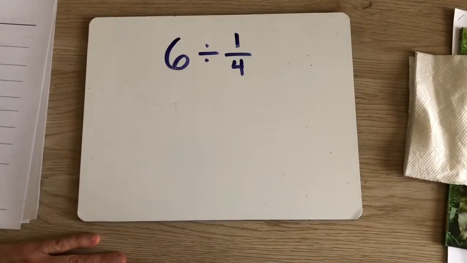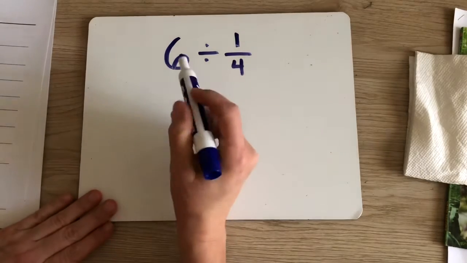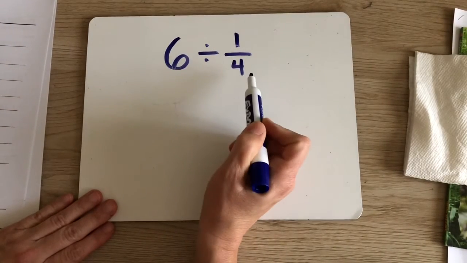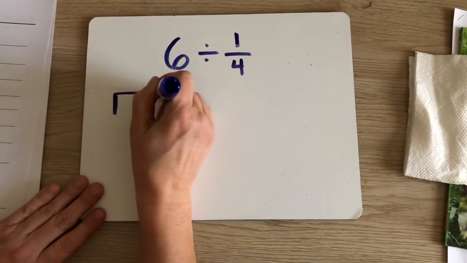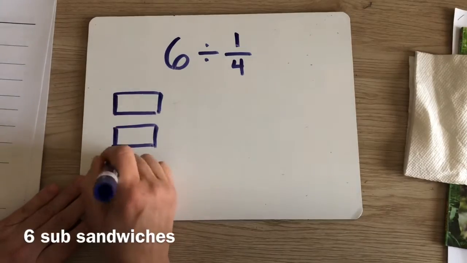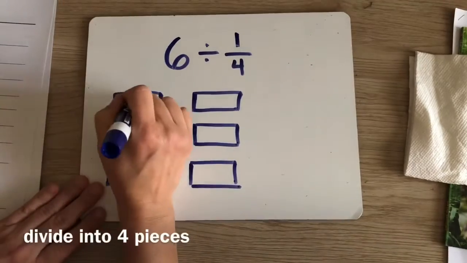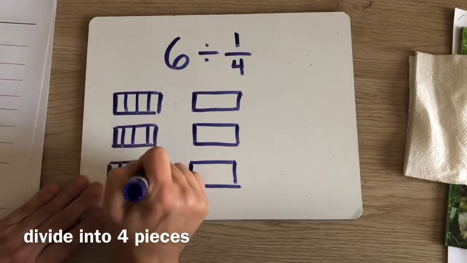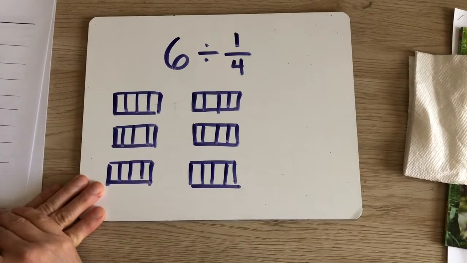This is dividing whole numbers by fractions, and I know it's been a little bit since we've done this, but as soon as you see it, you're going to remember and you'll be able to zip right through this. Okay, so this is 6 divided by 1/4. We can think of it like if we had 6 sub sandwiches, then we can see how many 4th size pieces we make.